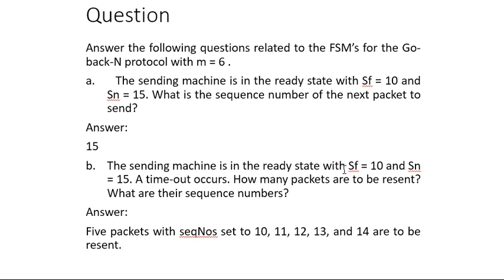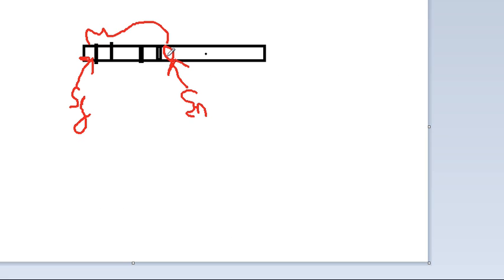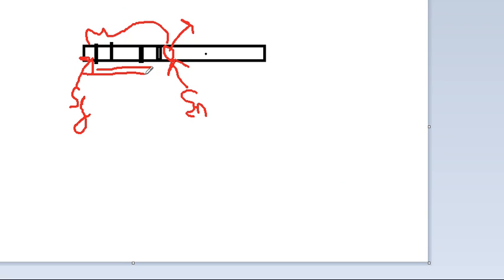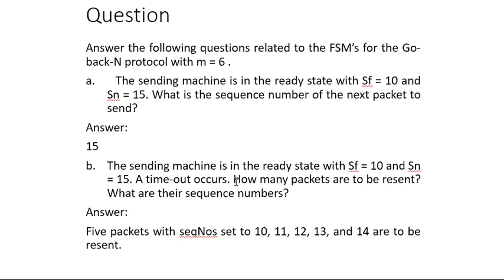Second question. The sending machine is in ready state, SF is 10, SN is 15. Now a timeout occurs. These are all already sent, and a timeout occurs. How many packets are to be resent? In a Go-Back-N protocol, all these packets will be resent. So from 10 to 14, all the packets would be resent. This is the answer.